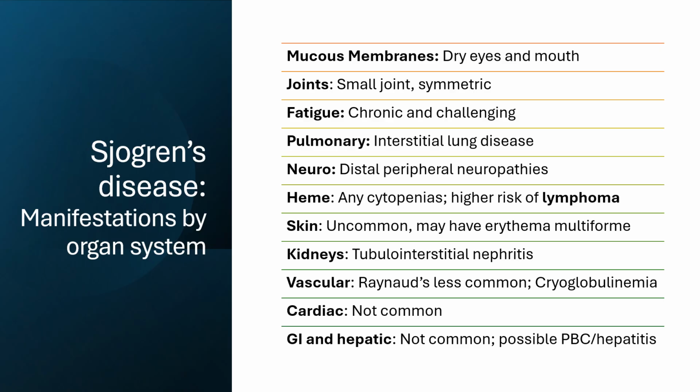You can see Raynaud's in Sjogren's, although it's less common. Because of the high immunoglobulin levels, Sjogren's patients also have a higher incidence of cryoglobulinemia. So they may get a cutaneous vasculitis, and this could be from cryoglobulins. Cardiac disease is not common, and also GI and hepatic involvement is also not common. However, there is an increased incidence of primary biliary cirrhosis or autoimmune hepatitis in patients with Sjogren's disease. So if there are LFT abnormalities, you want to think about those two entities as well.